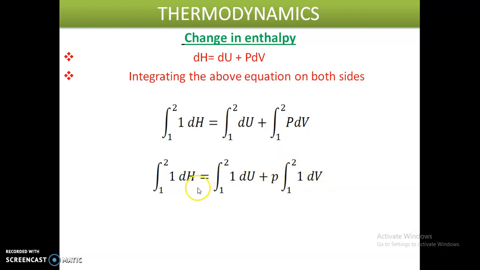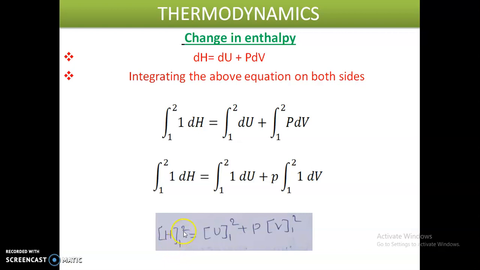We know the general formula of integration: integral of 1 dx is nothing but x. According to that general formula, integral of 1 dH is nothing but H, integral of 1 dU is nothing but U, and P into integral of 1 dV is nothing but V. So write that: integral of 1 dH is H, lower limit 1, upper limit 2. Integral of 1 dU is U, lower limit 1, upper limit 2. P is the constant, and P into integral of 1 dV is V, lower limit 1, upper limit 2.